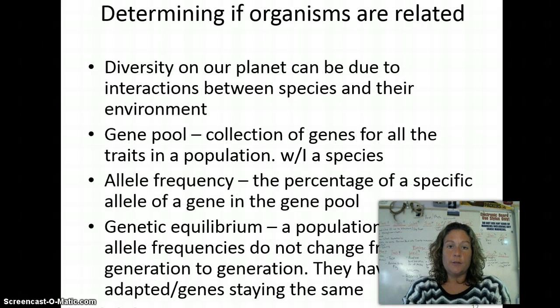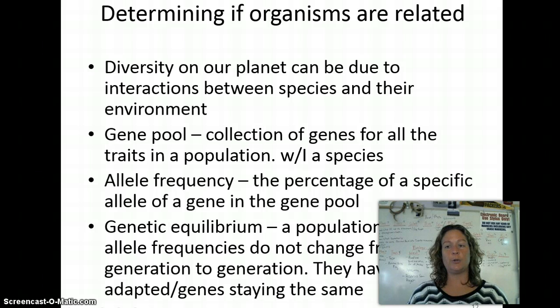Okay. This whole time we've been talking about organisms and how they're related to each other. And we mentioned that scientists determine how closely related they are by using DNA. There are a few other ways they did this over time before they were able to do DNA testing. And we need to know some vocabulary here. So we have gene pool. It's a collection of genes for all of the traits within a population. So for example, for humans, our gene pool is all of our genes needed for survival.